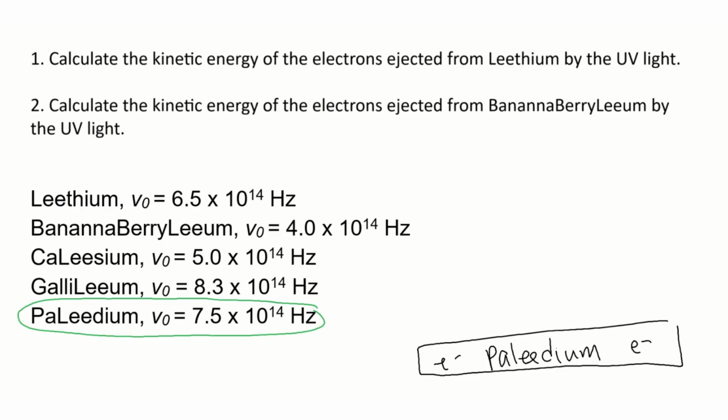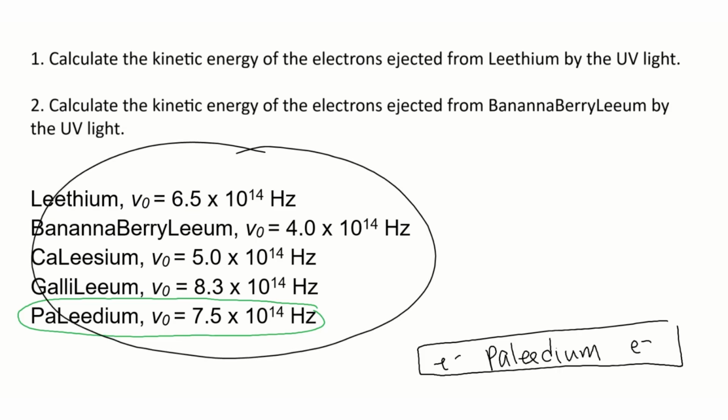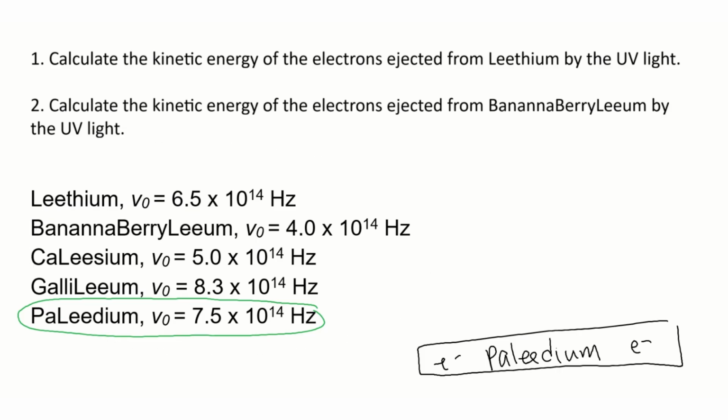Each of these metals has a threshold frequency that the incoming light has to overcome to be able to eject electrons out of these metals. And since the frequency of light is related to its energy by Planck's constant, we can say that the energy of the incoming light has to be greater than the work function, or the energy required to remove this electron. And then any additional energy that that light has will go toward the maximum kinetic energy that these ejected electrons can have.